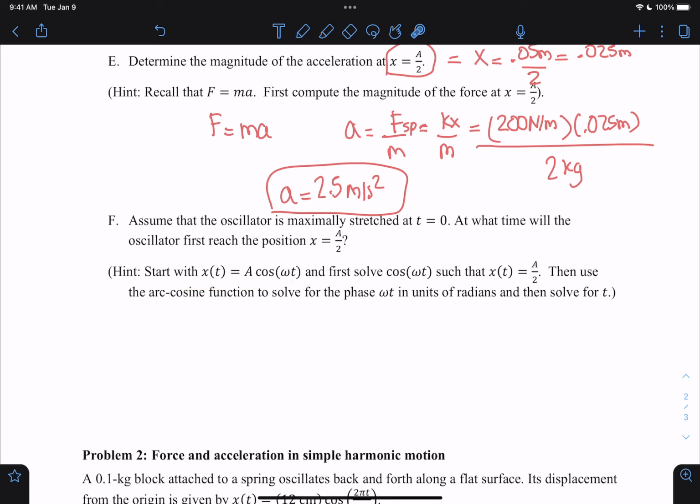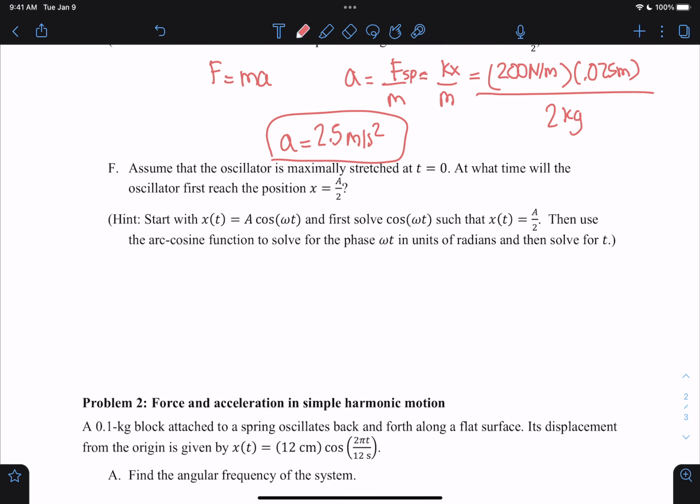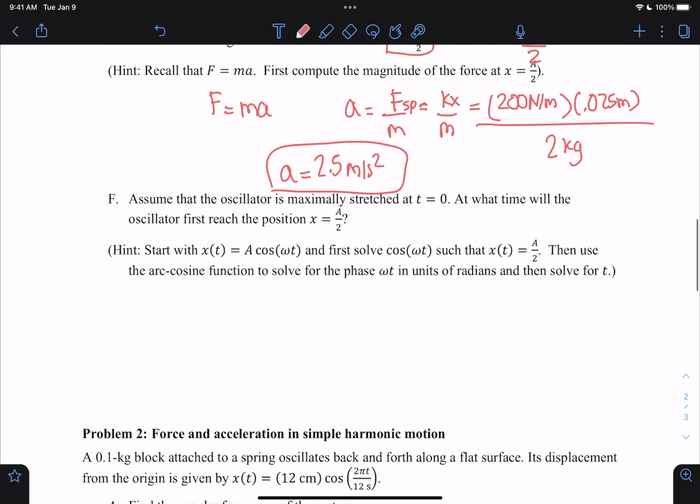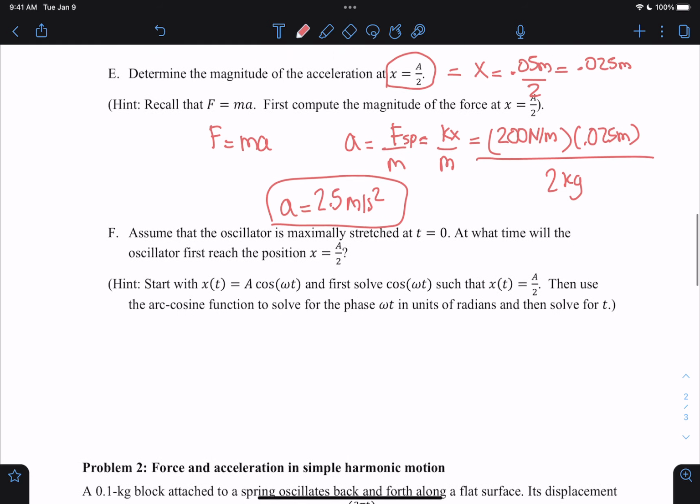So basically, we're wanting to look for this position here, x equals A over 2, right? And at what time do we achieve that specific distance? So x of t is equal to A over 2. We already figured out what A over 2 is from before. That's the 0.05 meters divided by 2, which is the 0.025 meters, right?